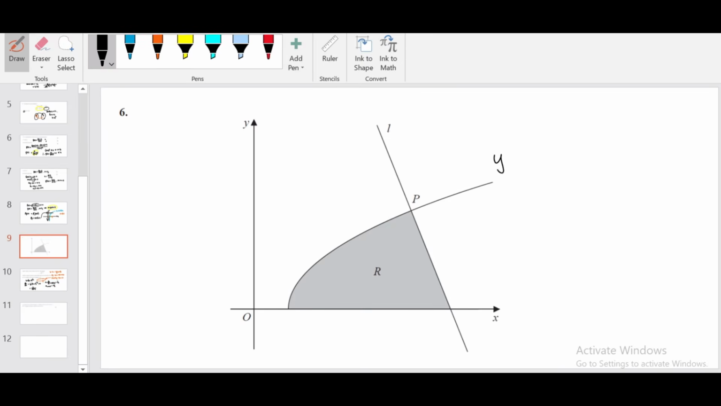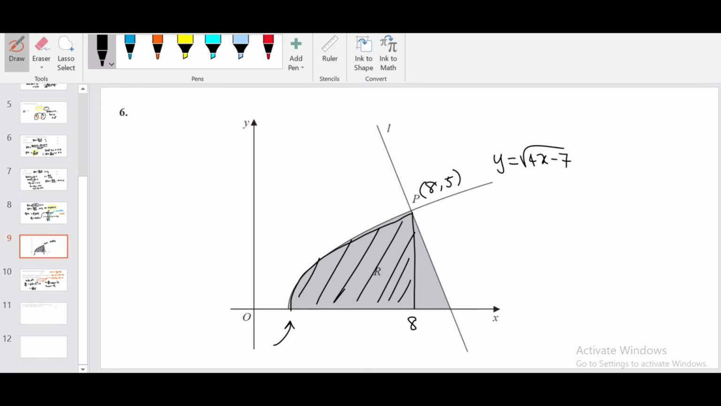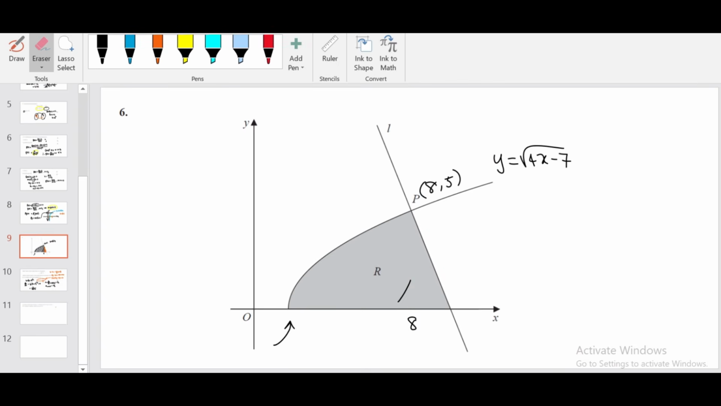We have the equation of the curve, the square root of 4x minus 7. We have the point 8 comma 5. So when we integrate this curve from this point to this point, we don't know this point, we are yet to find the x-intercept, to 8, we will get this area. And then there is a triangle here. We need to find the area of the triangle and then add them. That's what we are going to do now.